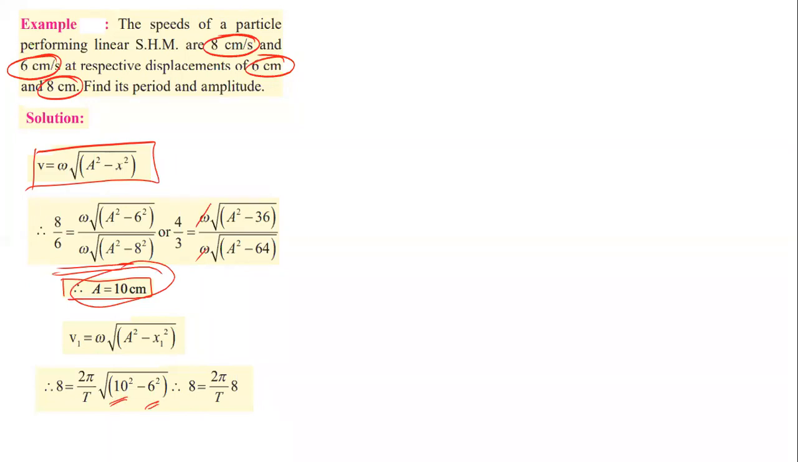This is the x1. And this is x2. Then after simplification of this, we get T is equal to 2 pi. This 8 gets cancelled and T is equal to 2 pi. 2 pi means 6.28. 2 into 3.14. It is coming 6.28.